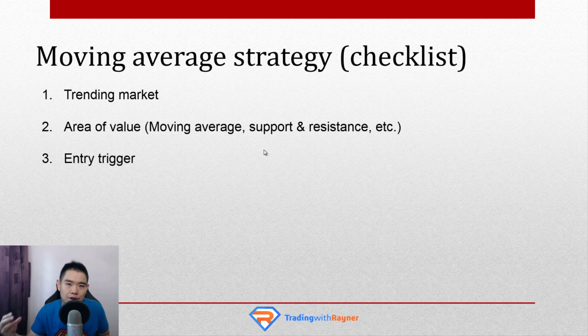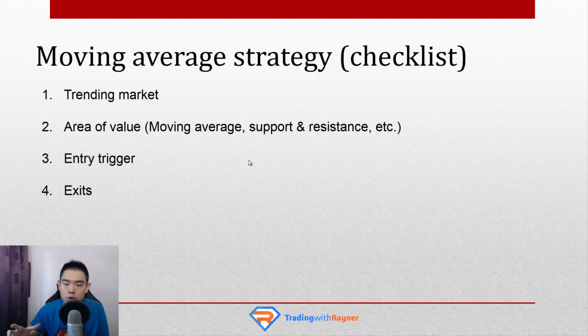Then the third thing is the entry trigger. I shared with you candlestick patterns that you can use to time your entry. For a bullish market, you can use the hammer pattern or the bullish engulfing pattern. In a downtrend, you can use things like the shooting star pattern or the bearish engulfing pattern. And finally, we spoke about exits: where to set your stop loss and where to set your target if the market moves in your favor.